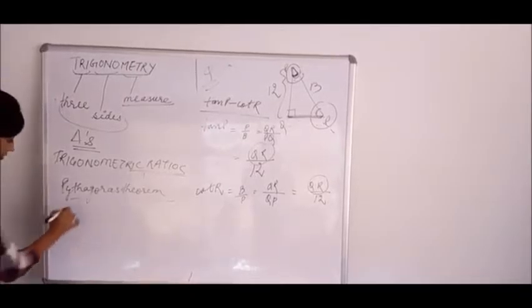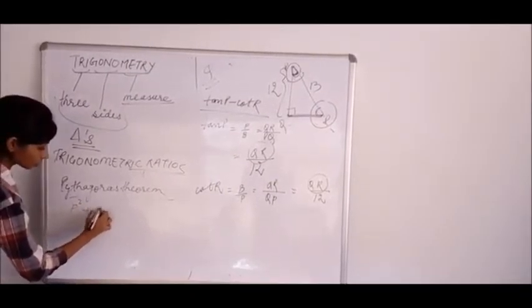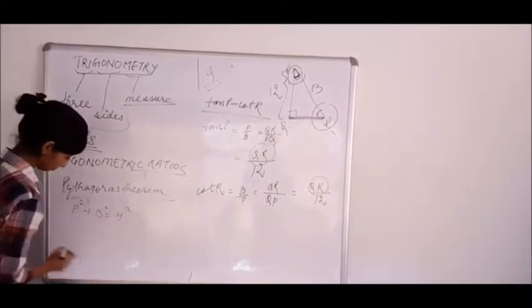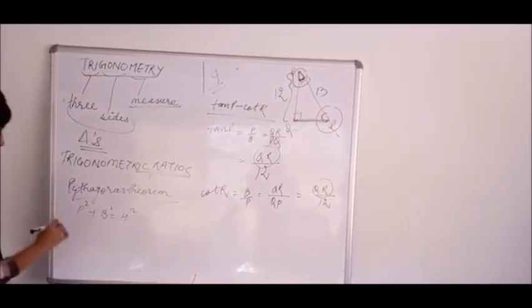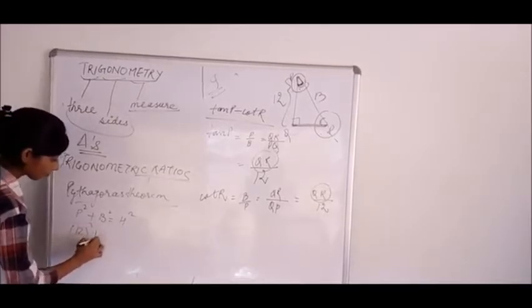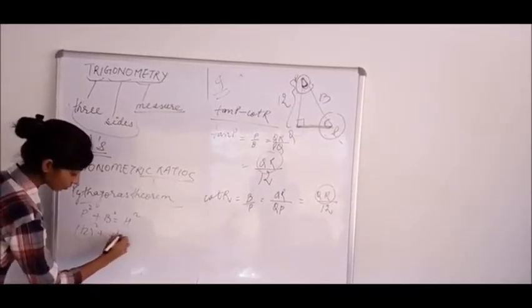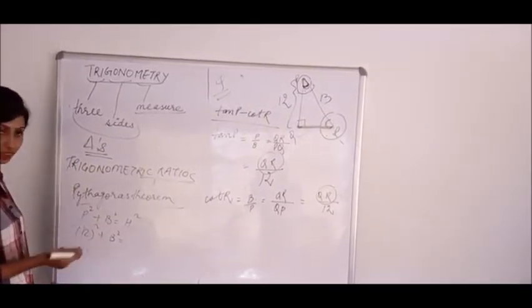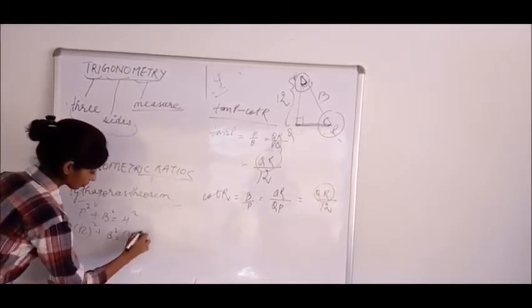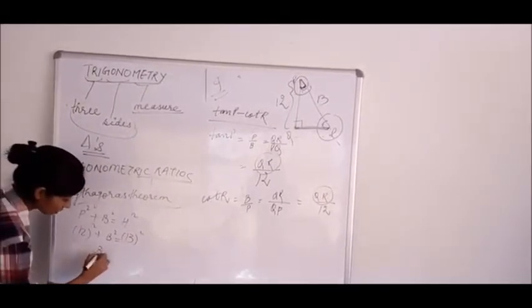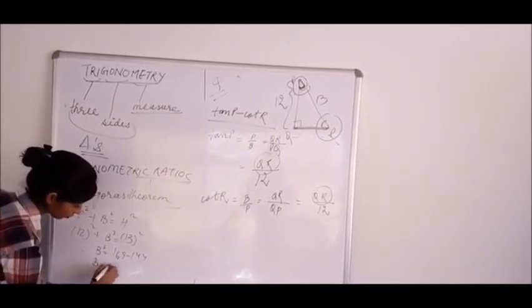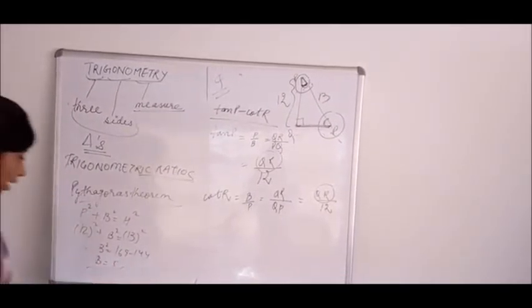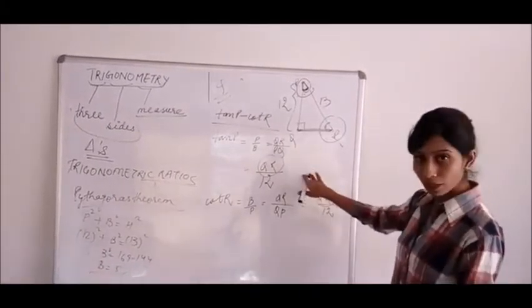What does the Pythagoras theorem say? Perpendicular square plus base square is equal to hypotenuse square. The perpendicular for our triangle we can take as 12, the base we are not given, and the hypotenuse in our triangle is 13 square. We can calculate from here: our b square will be 169 minus 144, and our b will be 5. Now we have got our QR.